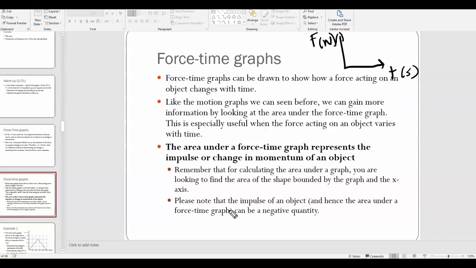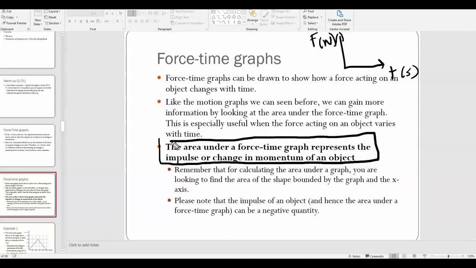And so here it is, I put it in bold. This is the key part you need to know about force time graphs: the impulse can be calculated from the area under the force time graph. Okay, now let me say that one more time. The area under a force time graph represents the impulse, aka the change in momentum of an object. Now, that statement is true even if the force is not constant.